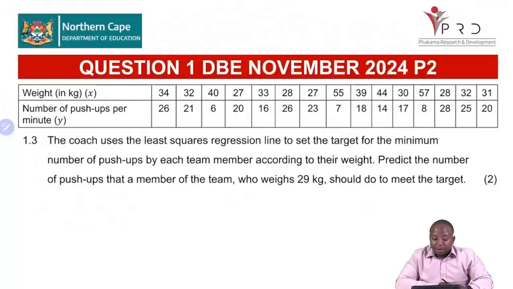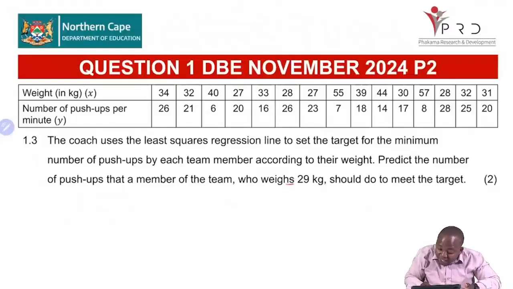Right. Number of push-ups by each team member according to their weight. Predict the number of push-ups that a team member who weighs 29 kg should be able to do to meet the target. So what's important when we are working with prediction is the following. We just need to know, what am I given in my question statement? Am I given the X or the Y? So we are given the weight. The weight they said is 29 kg.